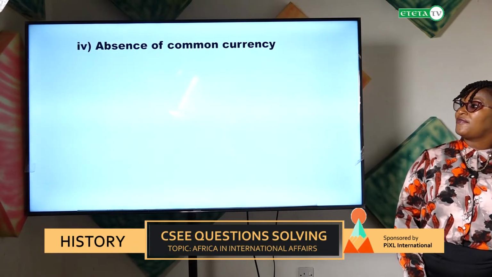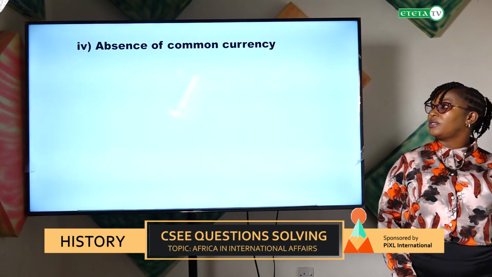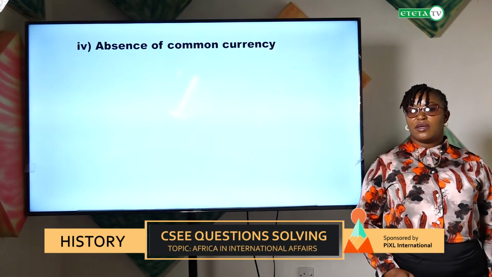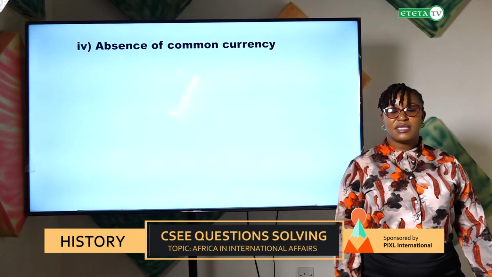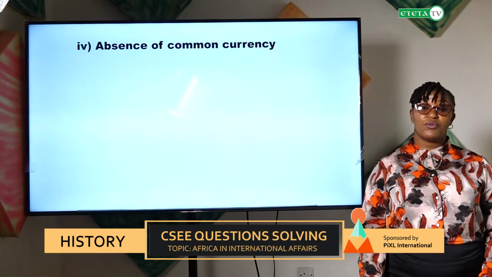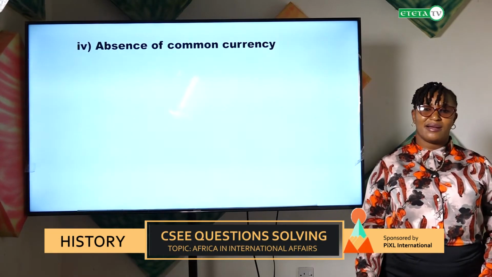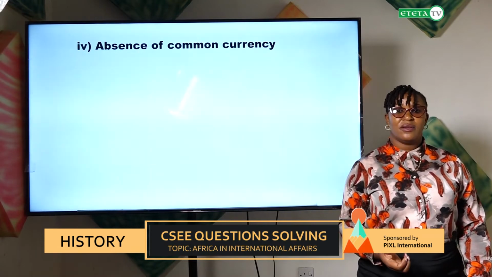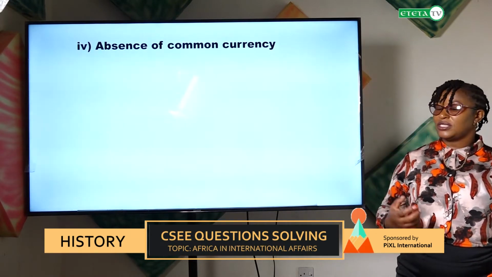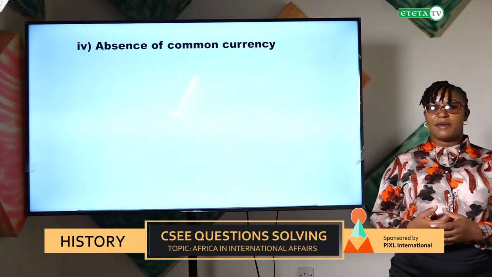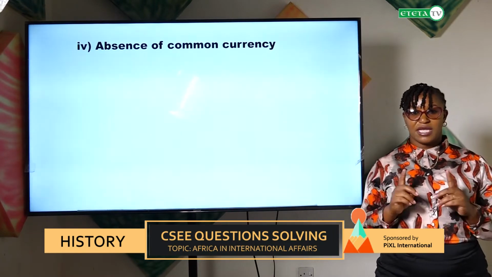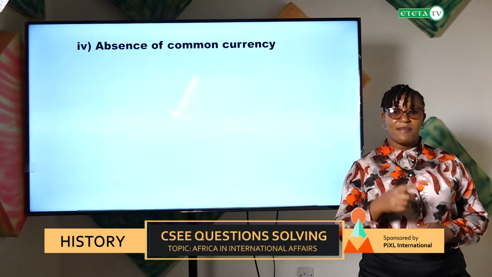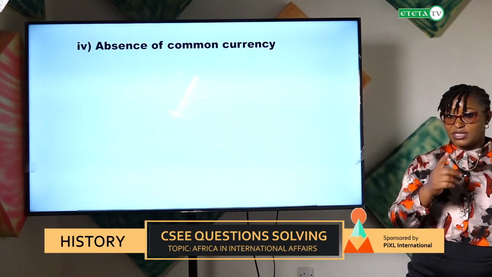Point number 5 is absence of a common currency. This has been a problem since the former East African community had no common currency. Up to this moment, they are still having this problem. We are not in a position of getting the same currency which can be used among the member states. So this is a problem.